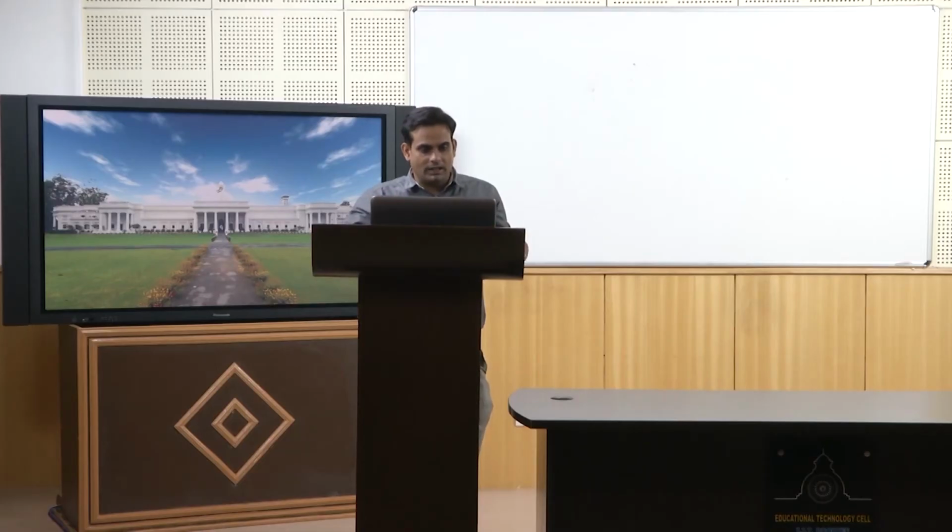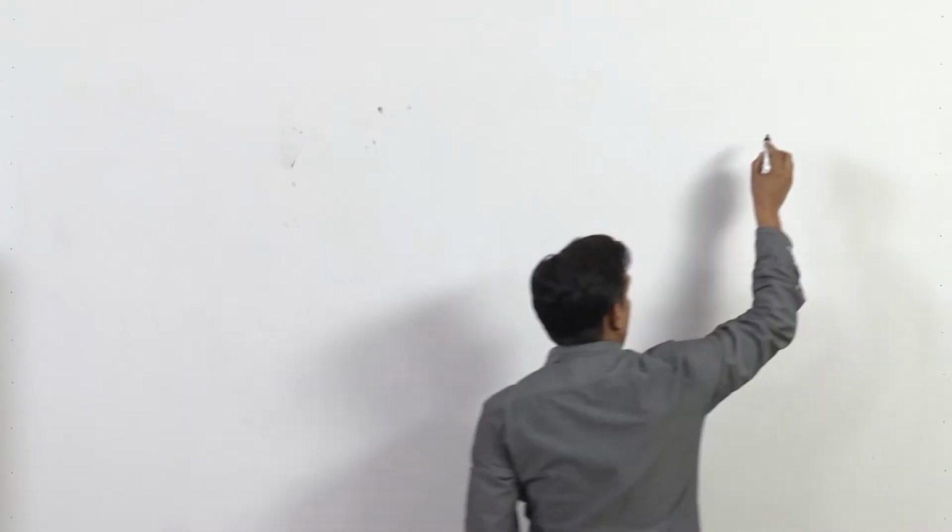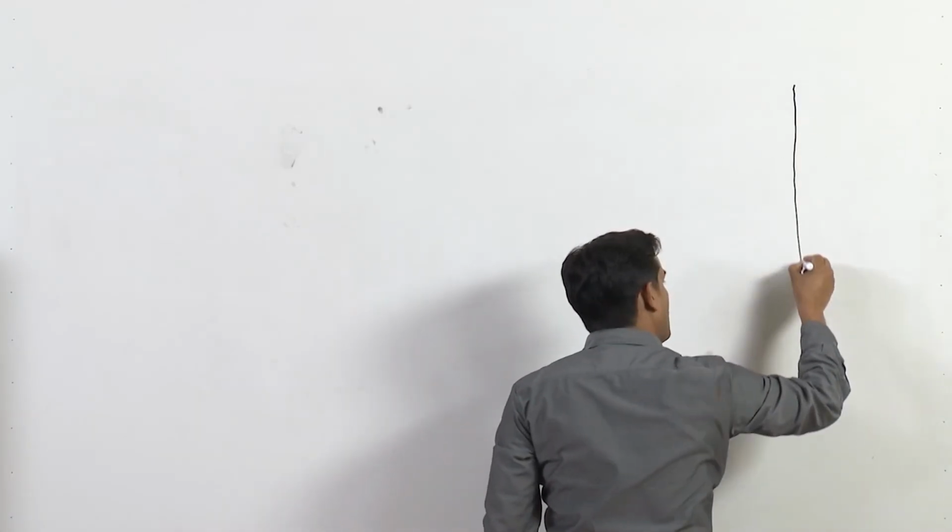Another example I am taking here is from the center of gravity. So, find the coordinates of the center of gravity of a plate. Please note here it is a plate, so a 2-dimensional region whose density is constant, let us say k, and is bounded by the curves y equals x square and y equals x plus 2. So, the plate is like this.